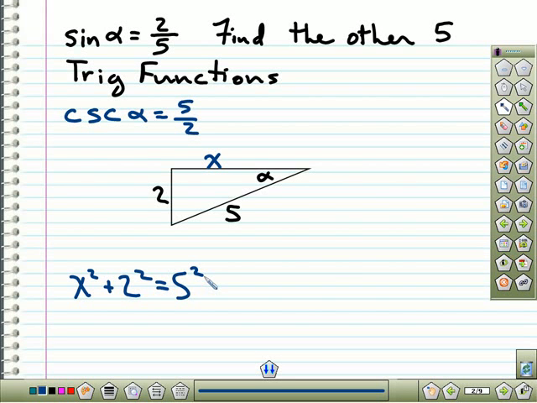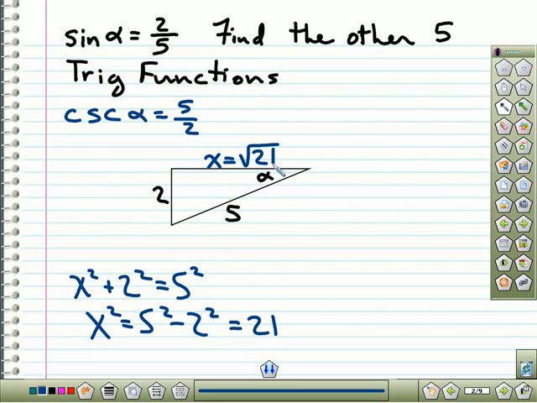Now, to figure out what x is, I'll just subtract the 2 squared from both sides. And then I have 5 squared minus 2 squared. That's 25 minus 4, right? So we have x squared equals 21. So that must mean that x is the square root of 21. If x squared equals 21, we know that x equals the square root of 21. Any questions about that?